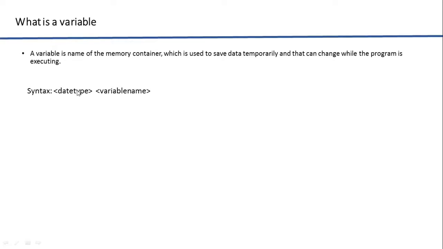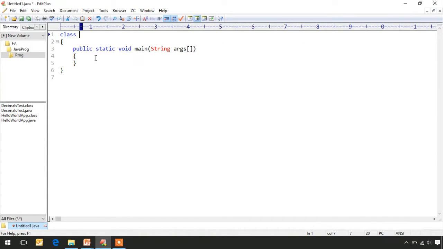Just to explain how to declare a variable and how to assign values to variables, I am writing a simple program called AddNumbers. Inside this AddNumbers class, we have the main method. Inside this main method, I am declaring a variable. As I already told, the basic syntax to declare a variable is data type followed by variable name.